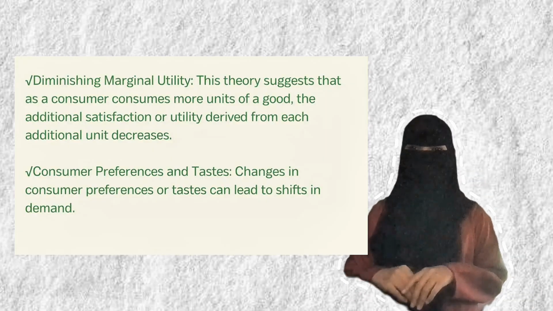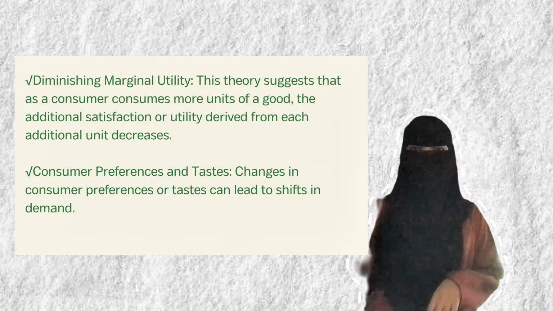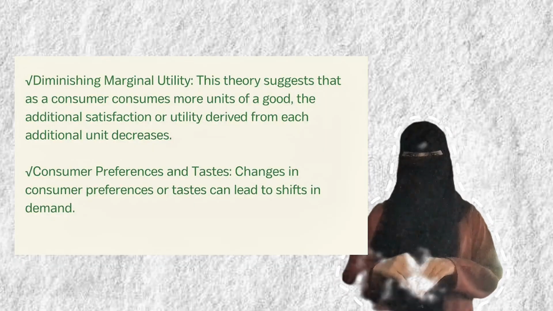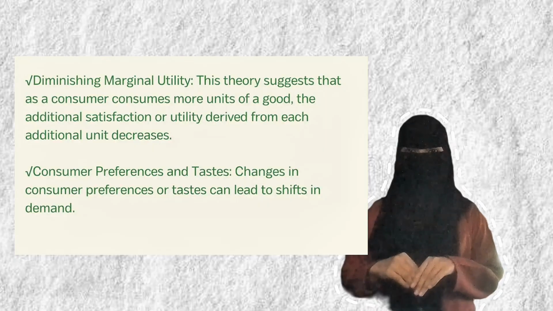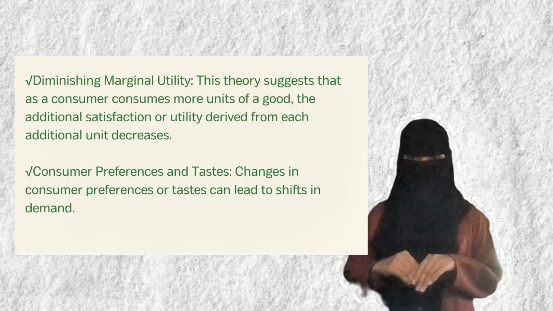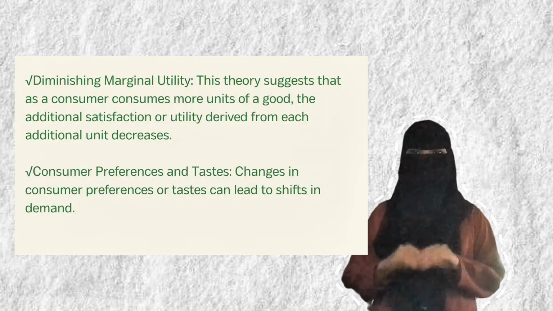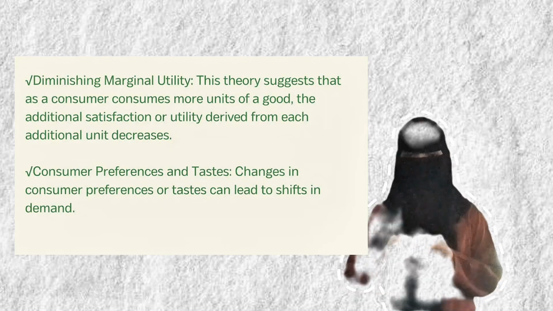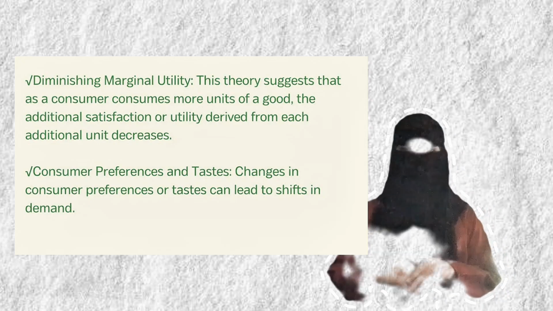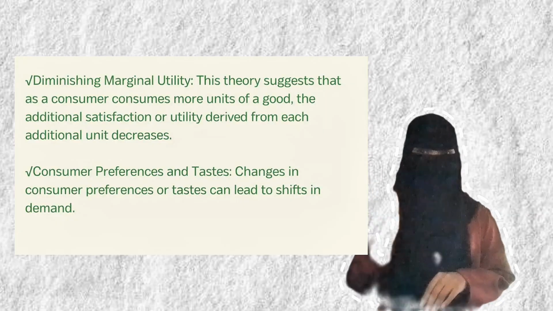So for instance, first, how do consumer preferences and tastes affect demand? When consumer preferences change, it can significantly impact the demand for certain goods and services. For instance, if there's a growing preference for eco-friendly products, demand for sustainable goods may increase, shifting the demand curve to the right. Number 2, conversely, if a product falls out of favor, demand may decrease, shifting the demand curve to the left.